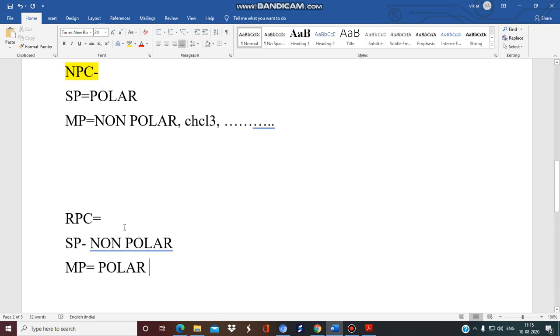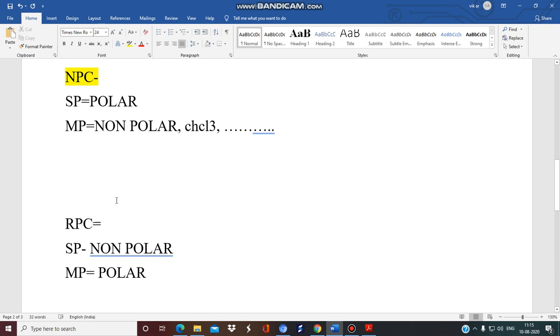Okay, the main difference between normal phase and reverse phase: in normal phase chromatography, the stationary phase is polar, like silica gel G, and in reverse phase chromatography, the stationary phase is non-polar, again silica gel, but C18 bonded silica gel is used. That is a special type of silica known as reverse phase silica, and it is also very costly as compared to silica gel G.